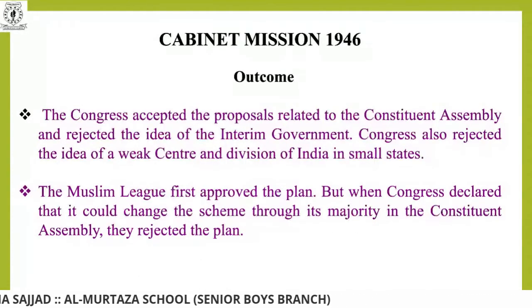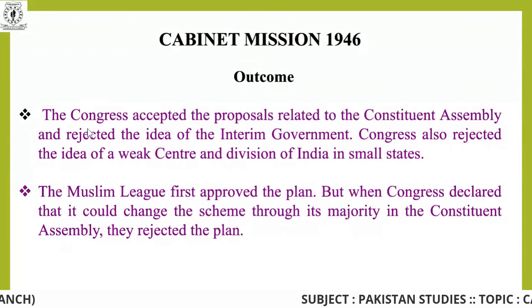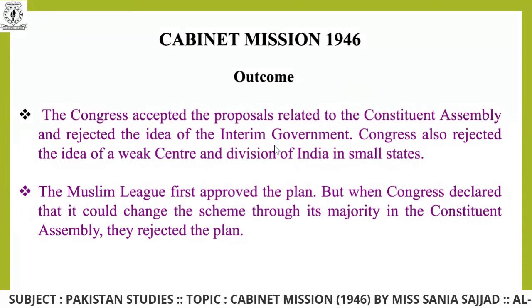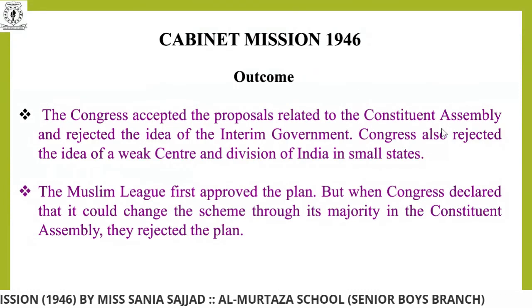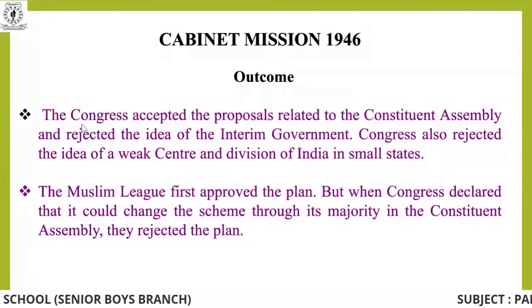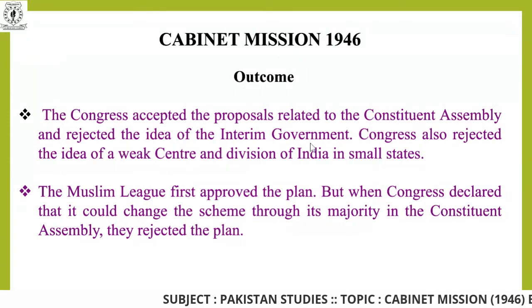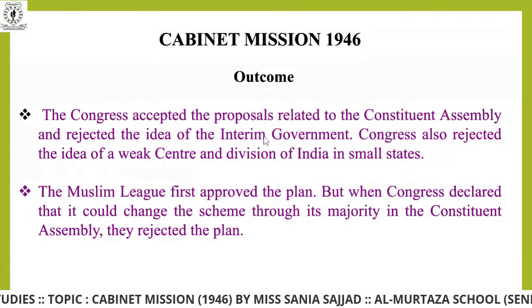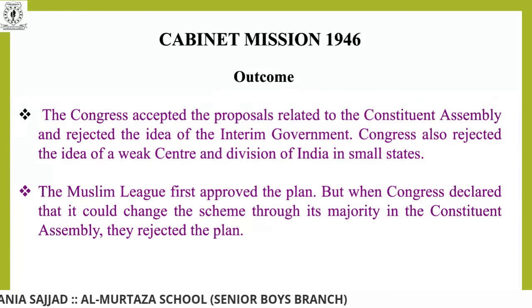Now, coming towards the outcomes of the Cabinet Mission. The Congress accepted the proposals related to the Constituent Assembly and rejected the idea of the interim government. It means both were the decision makers. Congress was the political party of Indians in the subcontinent at that time, and they rejected the idea of the interim government. Why? Because obviously it would be headed by the British, and whoever came in would be controlled by the British in the government.